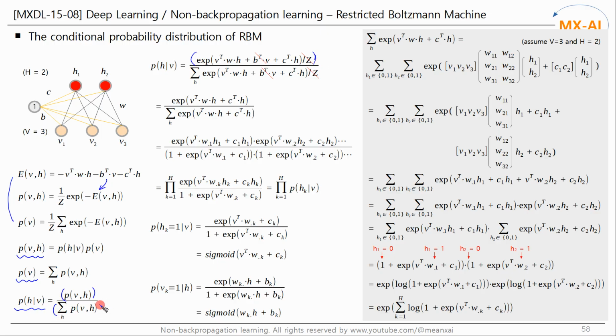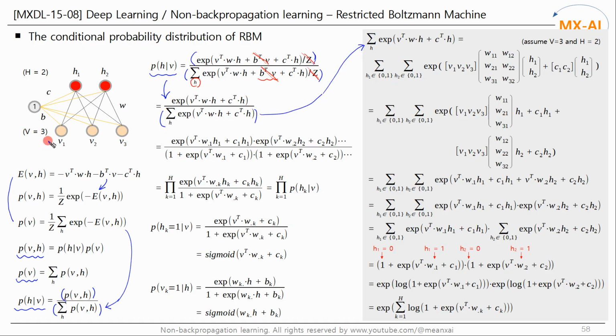And since the denominator of this probability is the marginal probability of V, we can write it as follows. Here the Z's cancel each other out. And since B^T V is independent of H, these also cancel each other out. Then p(H|V) can be written as follows. Now let's express the denominator in a different way.